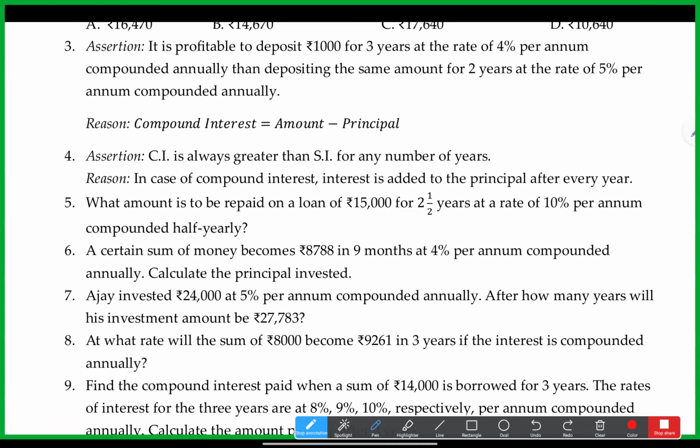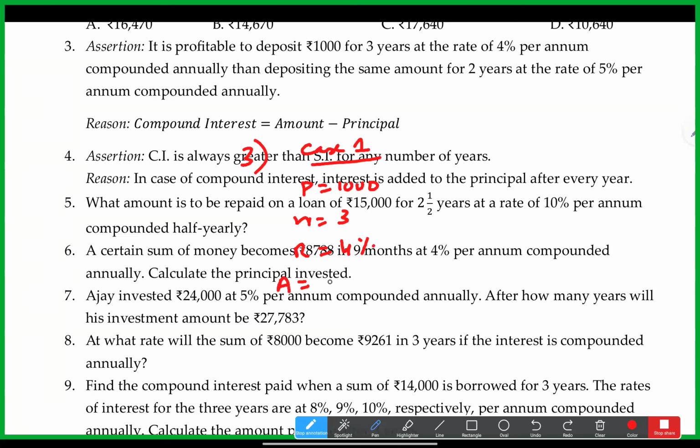So here automatically it seems profitable to deposit 1,000 for 3 years at 4%, and here it is the same amount for 2 years at 5%. So we'll check in both the cases how much interest we'll get. In the first case, situation one: P is 1,000, n is 3, R is 4%. So we'll find out the amount here.